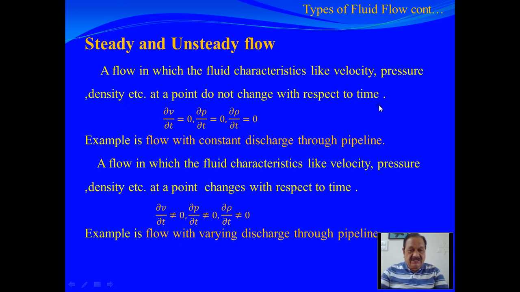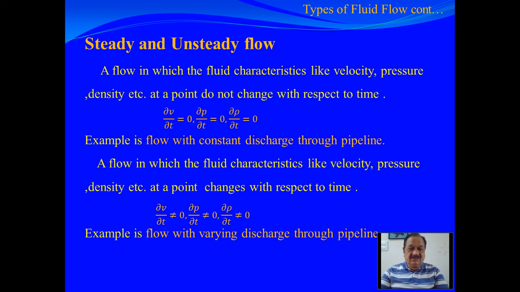Now starting with the steady and unsteady flow. The steady flow means a flow in which the fluid characteristics like velocity, pressure, then density, etc. at a point do not change with respect to the time. And thus mathematically you can say that del V by del T is equal to 0, del P by del T is equal to 0, then del rho by del T is equal to 0. Example of a steady flow is the flow with the constant discharge through the pipe.